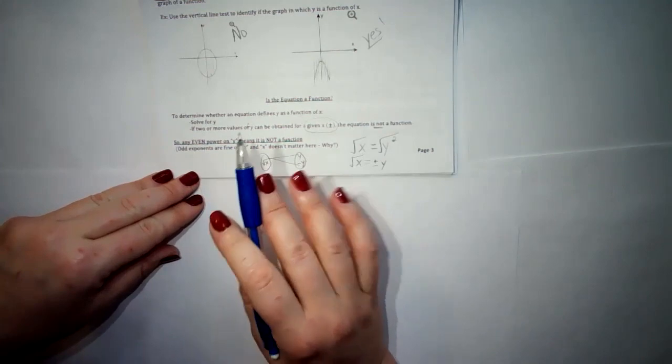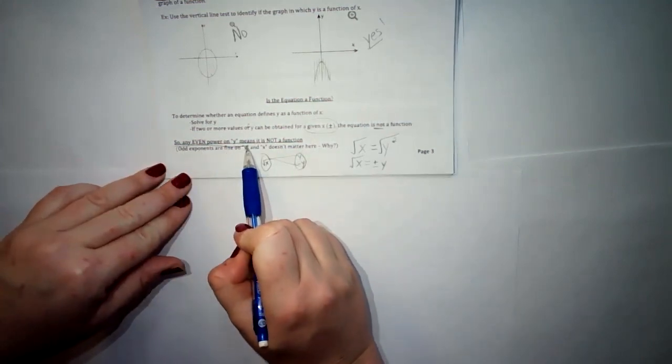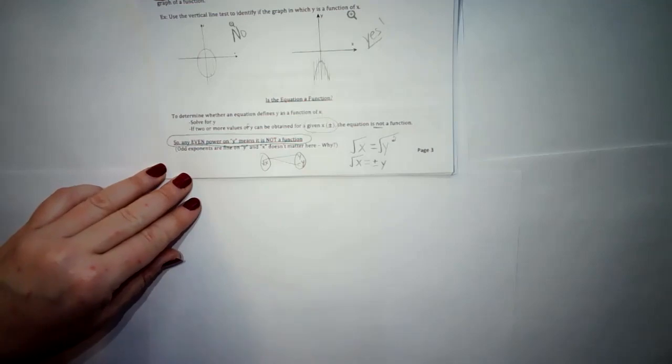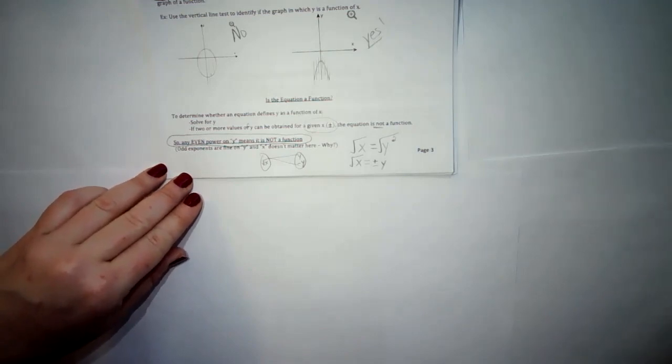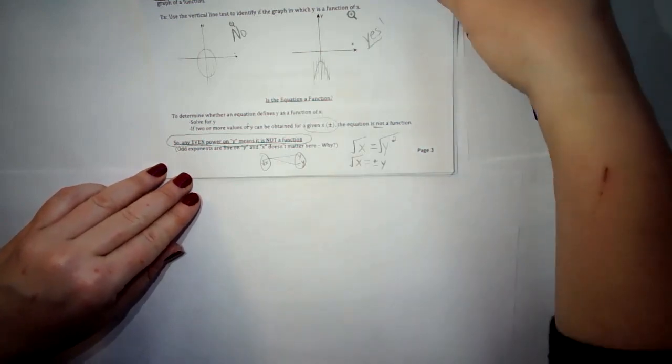So any exponent on x is fine, but an even power on y means it's not a function, because when you take the square root of both sides, you're going to have one x equaling two y's, the positive version and the negative version, and that's what messes you up. Does that make sense? It's a little confusing that we have to switch to y, but that's the rule. Okay, so let's try it here.